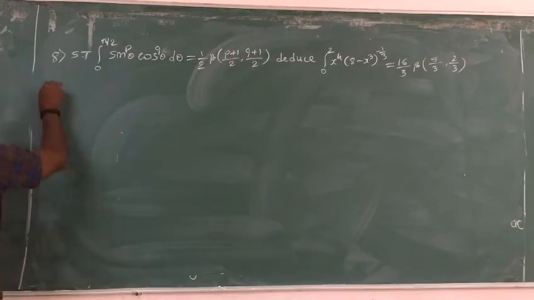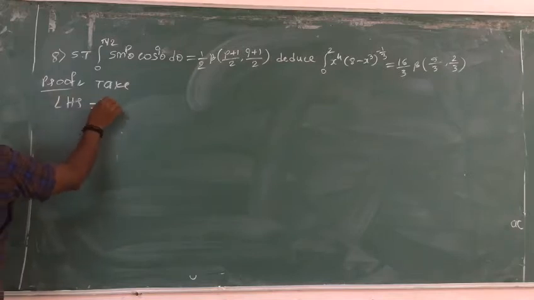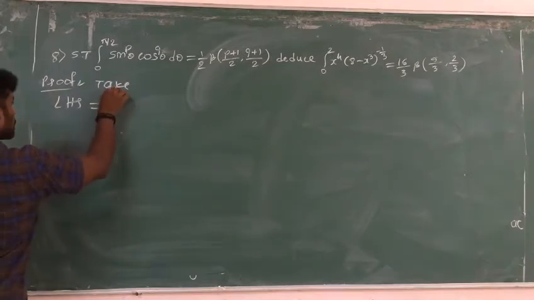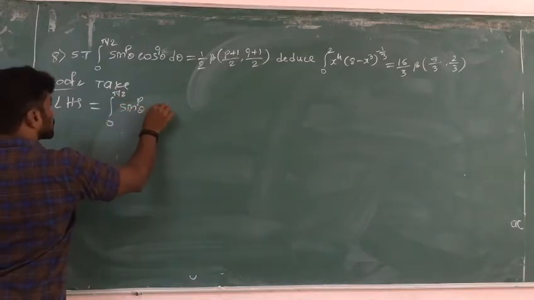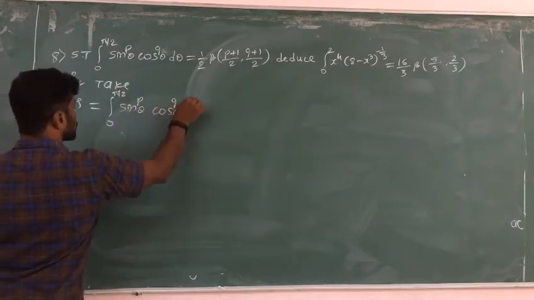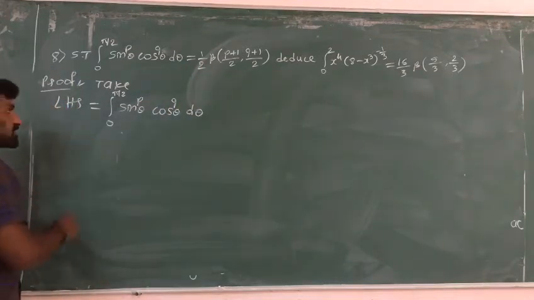So how to solve this? Solution. Proof. Take LHS. So LHS is the integral from 0 to pi by 2 of sin raised to p theta into cos raised to q theta into d theta. We have to prove LHS is equal to RHS. So first, LHS.